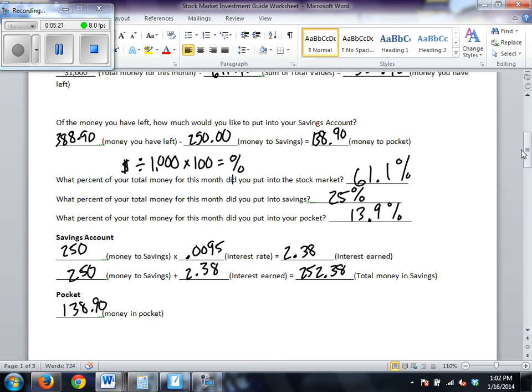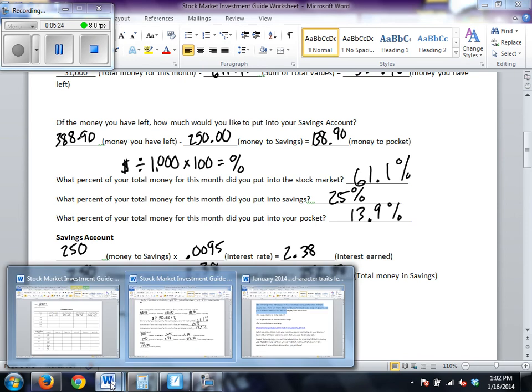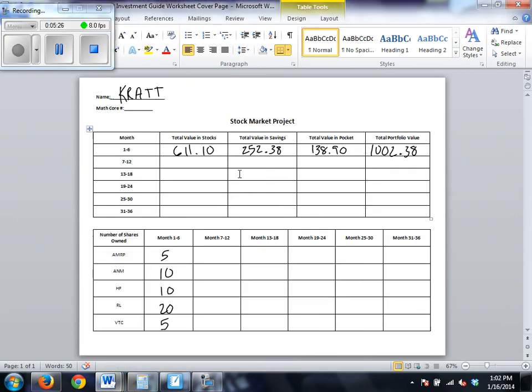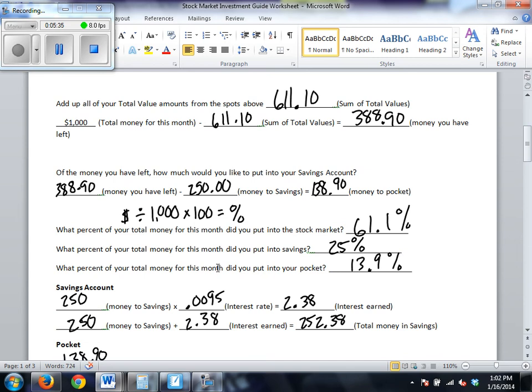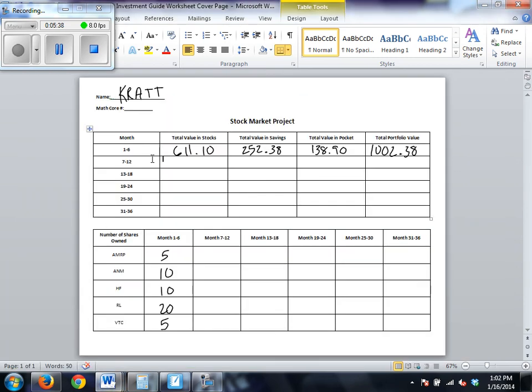Now, as you figure this out, it is nice to go into your cover sheet, and I wrote it right here, $252.38. I also wrote my total in the stock market is $611.10. I wrote that on my cover sheet as well, $611.10. Notice I also wrote how many stocks that I own of each stock. Okay, how many shares I own, excuse me. So I own 5, 10, 10, 20, and 5. That's how many I bought.